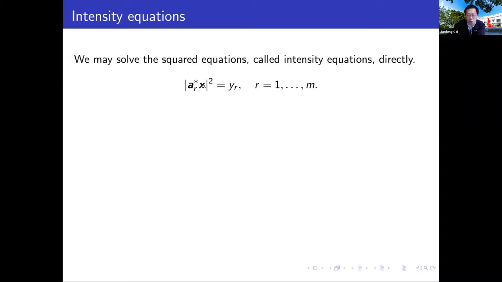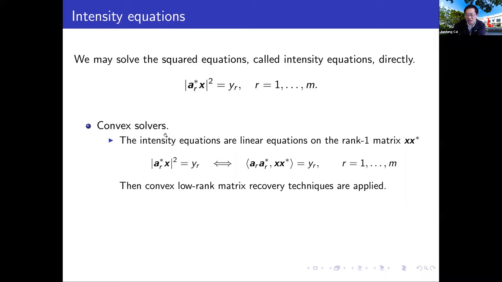We just take the absolute value squared and solve this set of quadratic equations. Actually, we can use convex solvers. The idea in the convex solvers is that it is very difficult to deal with quadratic equations, so we transform the quadratic equations into linear equations on the rank one matrix X X star. Then we have M linear equations on this rank one matrix. But as we said, you may think M is just of order N. Now the unknown is a matrix, so we have N squared unknowns, but only roughly order N equations, so we have an underdetermined linear system to solve.